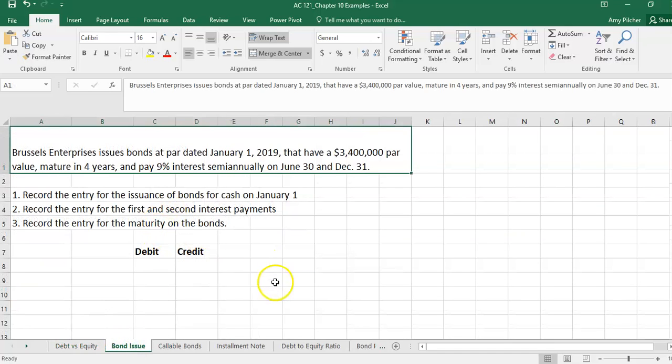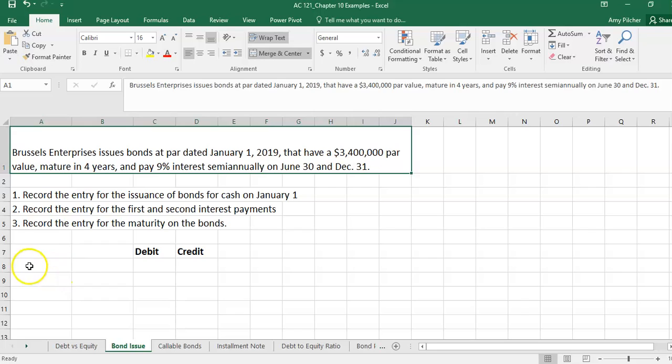Now we're going to look at a bond issue example. So we have bonds at par value. So that means they're traded at their face value. These bonds are worth $3.4 million. They mature in 4 years and they pay 9% interest semi-annually on June 30th and December 31st. We want to look at the journal entries for all of the payments.